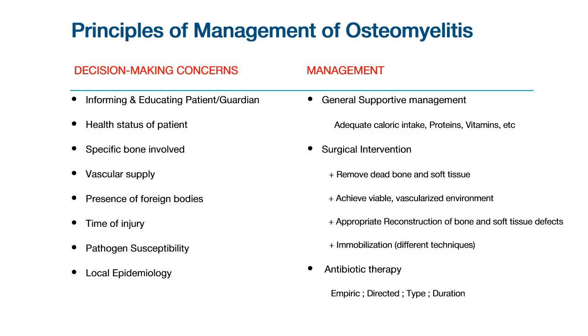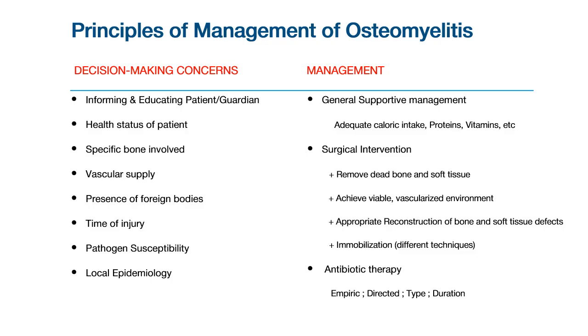The management consists of a general supportive management, which means adequate caloric intake with proteins and vitamins, etc. In surgical intervention, we have to make sure that there is a trained surgeon available and that we have an adequate facility to do the procedure. The surgeon should remove all dead bone and soft tissue, and achieve a viable vascularized environment and appropriate reconstruction of bone and soft tissue defects.